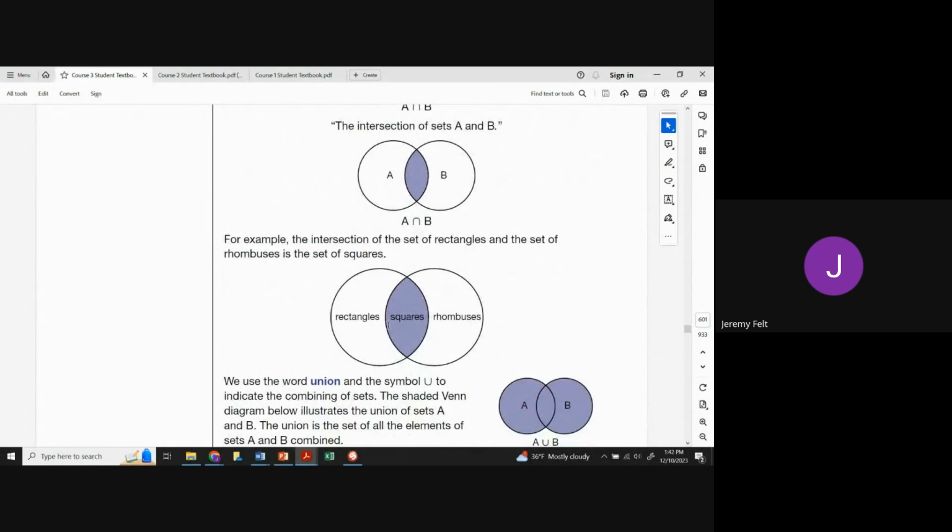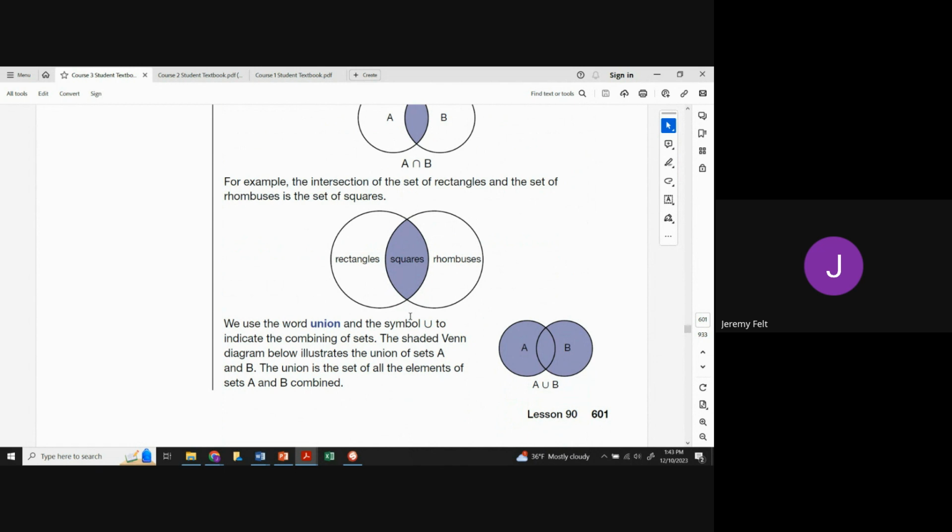Okay, so rectangles and rhombuses. A rectangle is a four-sided shape, and a square is a special four-sided shape. All the angles are right angles, and all the side lengths are equal, whereas with rectangles the sides don't have to be equal. But squares are a form of rectangles, and a subset of them. And a square is also a subset of a rhombus, because a rhombus is a parallelogram. A square is a parallelogram, and all the sides are the same. So this is an intersection between rectangles and rhombuses, or squares.